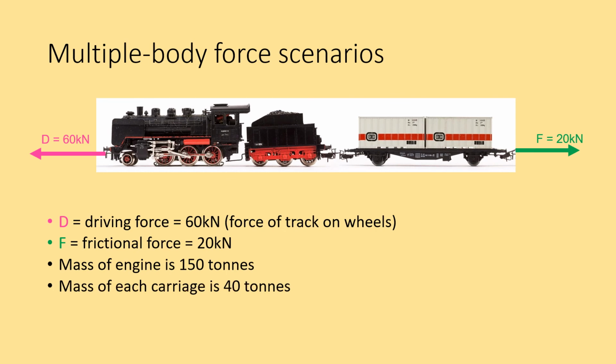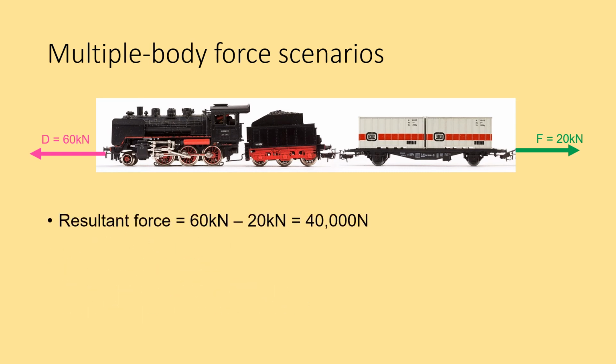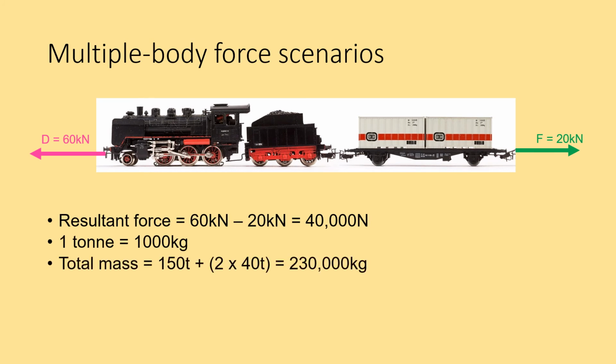The mass of the engine is 150 tons. Each carriage weighs 40 tons. What is the acceleration of the train? How do we work this out? So the first thing we need to do is calculate the resultant force. You take the driving force of 60 kilonewtons, take away the frictional force of 20 kilonewtons, and you end up with 40 kilonewtons. 1 ton is 1,000 kilograms. So the total mass of the engine plus the carriages is 150 tons plus 2 times 40 tons, giving you 230,000 kilograms.